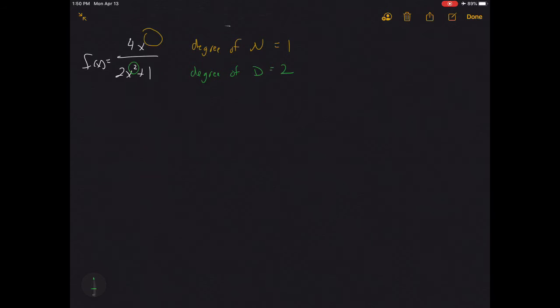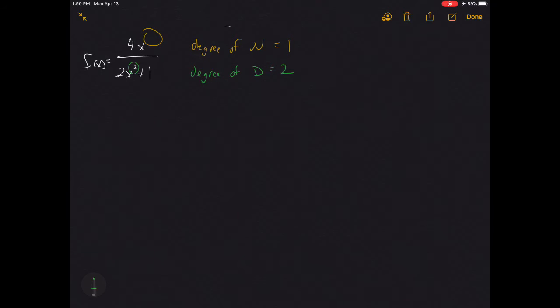Well, as that happens, the degree of the denominator, because it's bigger, is going to grow so much faster than the numerator does that it's almost like the numerator is sitting still. It's not, it's moving, but it's going to seem like it as these numbers get so astronomically big.